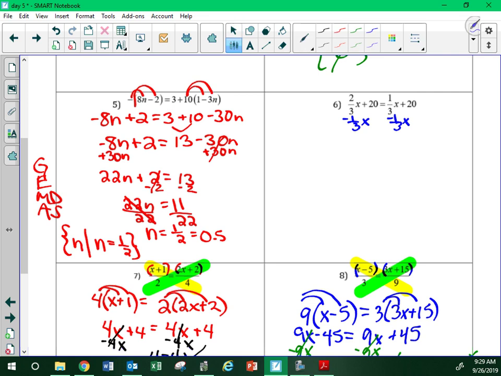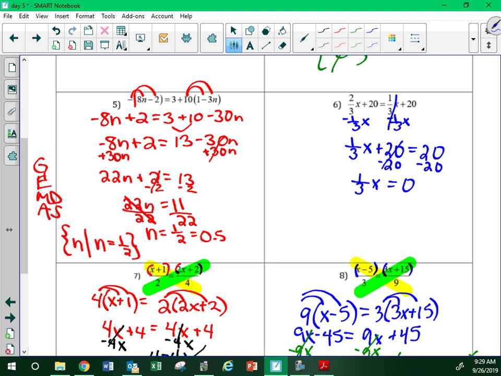Hold on. So we have 1/3 x plus 20 equals 20. You want to get rid of the 20, so subtract 20. 1/3 x equals 0. Now we still have an x, don't we? Yeah. So we can keep solving. We haven't gotten rid of our x's.